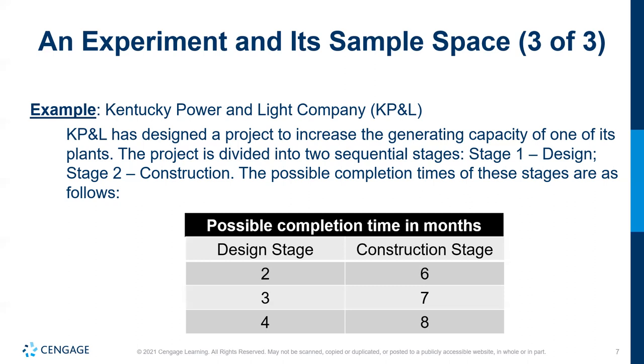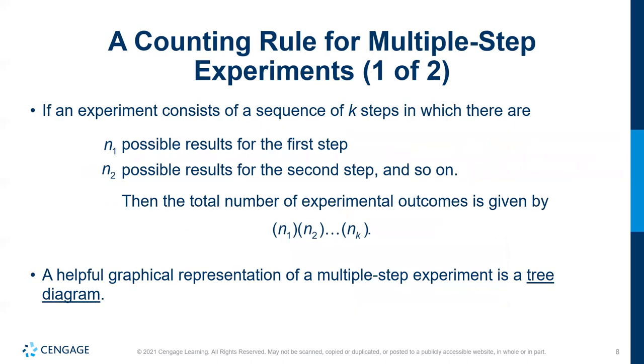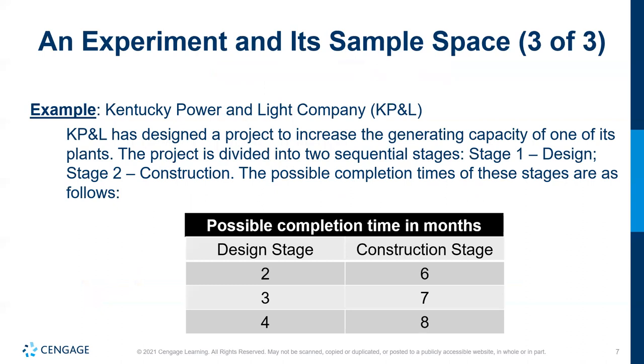Anyway, we'll get into sample space more in a minute. So the first thing you'll need to know for calculating a problem is what we call counting rules. Given an experiment that consists of a sequence of K steps, there are N1 possible results for the first step, and N2 possible results for the second step, and so on. The total number of experimental outcomes is given by N1 times N2, and so on for however many there are. In this case, there's only two, so N1 times N2.